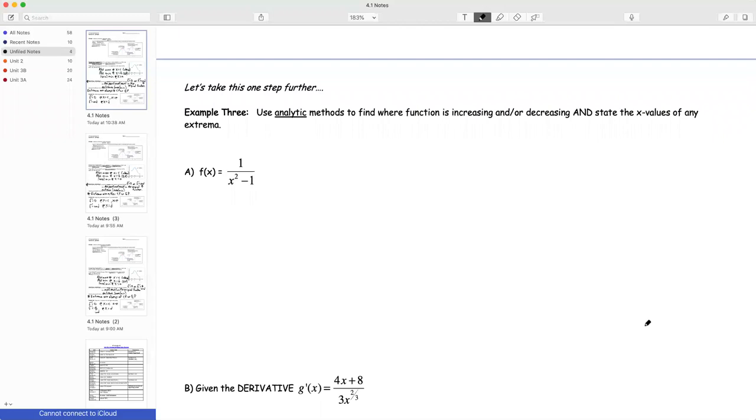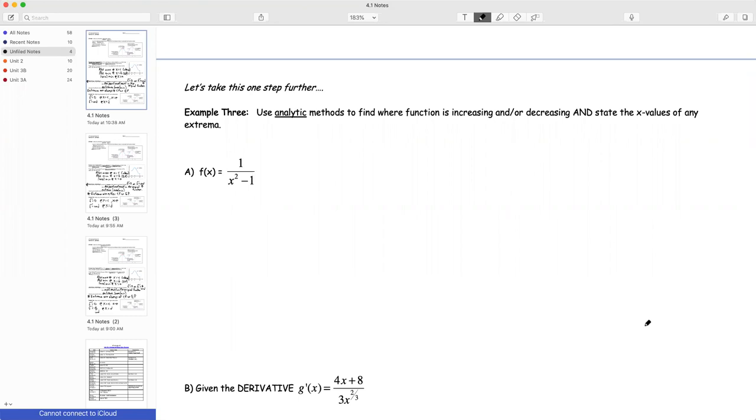So let's take this one step further. Example 3, use analytic methods. That means no calculator. We're going into the calculus jungle to find whether the function is increasing or decreasing and state the x values of any extrema. All right, so here, this is the process. We take the derivative. We analyze the derivative to see where it's 0 or undefined to find potential critical points. If they ask about increasing or decreasing, I'm going to do a sign chart plugging into the derivative. And then I may need to find extrema based off the sign chart and the potential critical points.